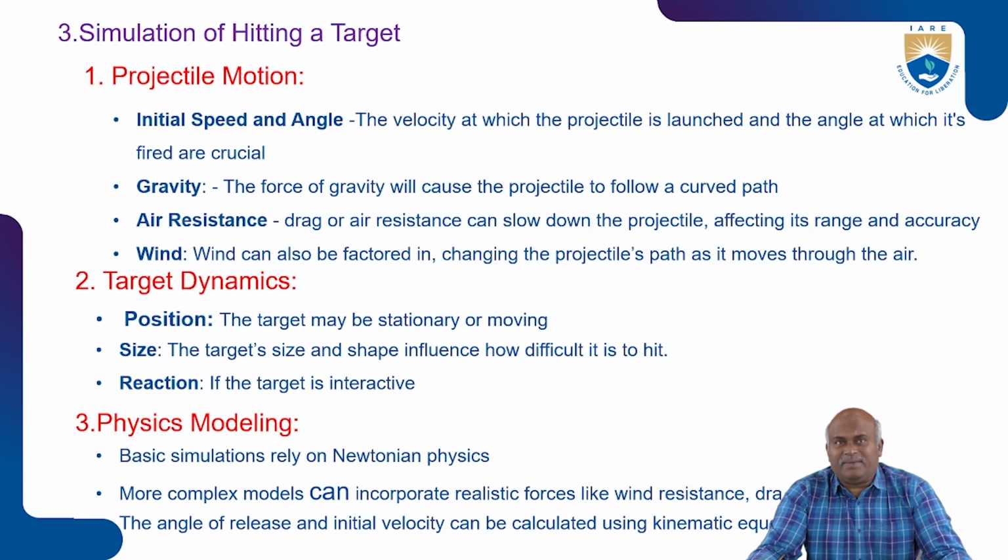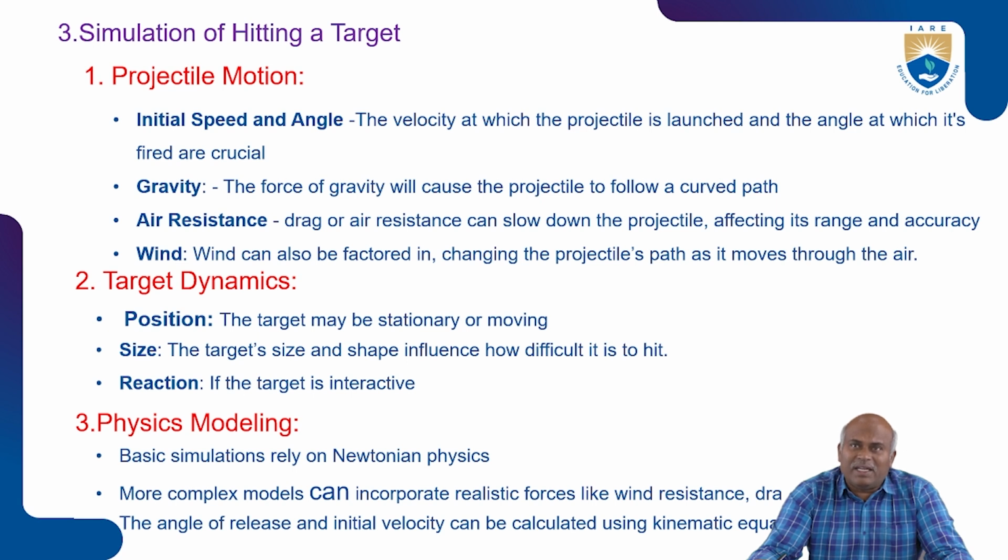The force of gravity will cause the projectile to follow a curved path, and there is air resistance. Drag, or air resistance, can slow down the projectile, affecting the range and accuracy. Wind can also be a vector that changes the projectile's path as it moves through the air.